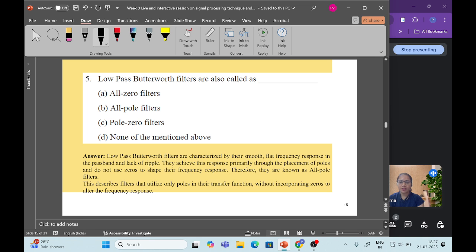Low pass Butterworth filters are characterized by their smooth, flat frequency response in the pass band and lack of ripple. They achieve this response primarily through the placement of the poles and do not use zeros to shape their frequency response. So they are all pole filters. This describes filters that utilize only poles in their transfer functions without incorporating zeros. So all low pass Butterworth filters are called all pole filters.